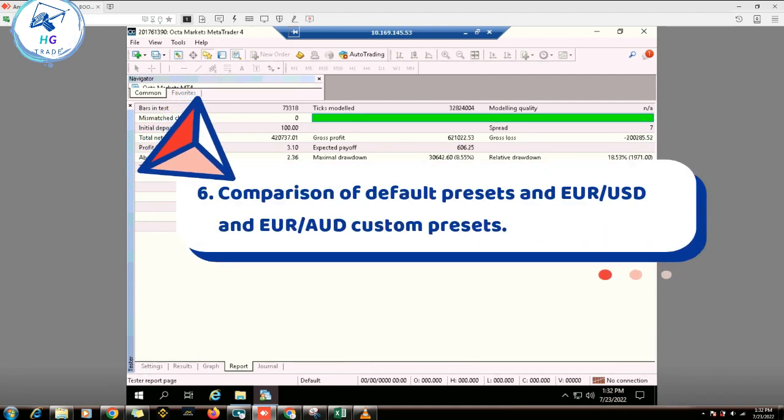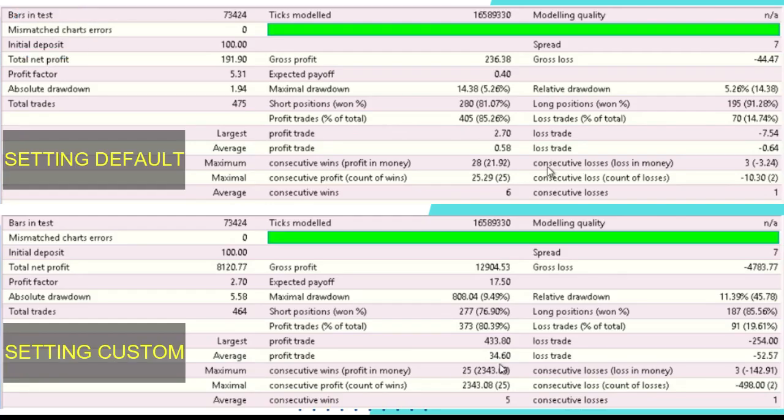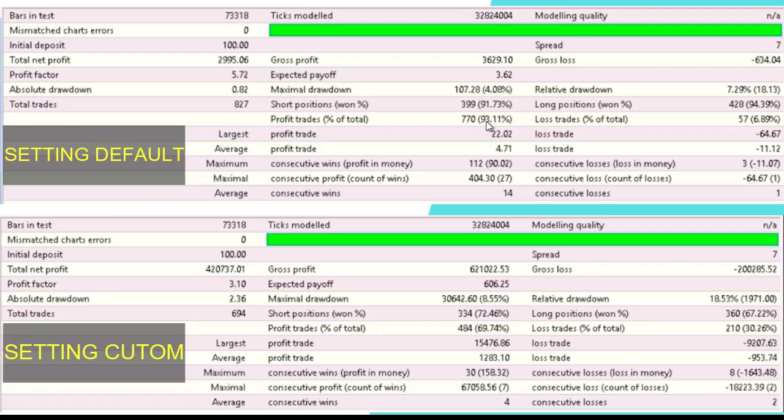Six, comparison of default presets and Euro to US Dollar and Euro to Australian Dollar custom presets. I will summarize the trading results of the four backtests. Please give your opinion whether it is more profitable to use the default preset or custom presets.